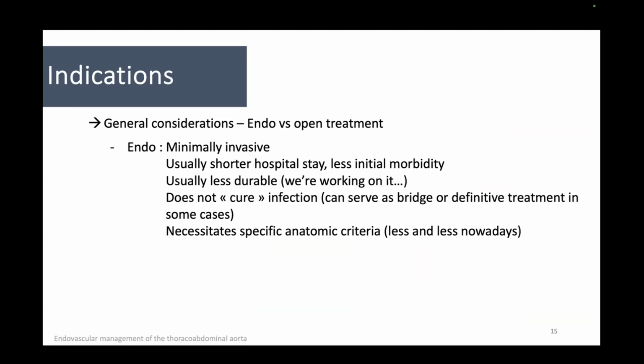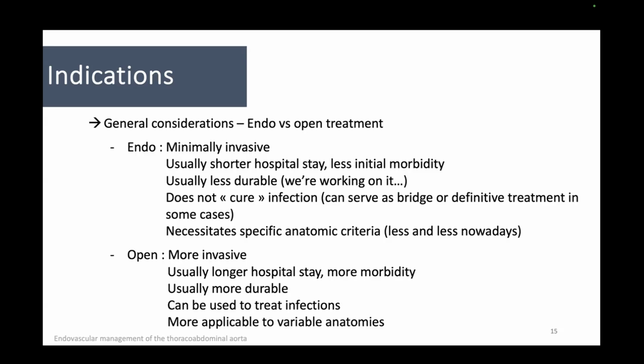It necessitates specific anatomical criteria. Less and less nowadays, we're trying to get by using fenestrations and other tricks to lessen this burden. Compared to open surgery, of course, open surgery is more invasive. It usually comes with longer hospital stays and more morbidity. It usually is, though, more durable, and it can be used to treat infections in certain conditions, and it's way better in most of them. And it's more applicable to variable anatomy because as surgeons, we can build many things on the open side.